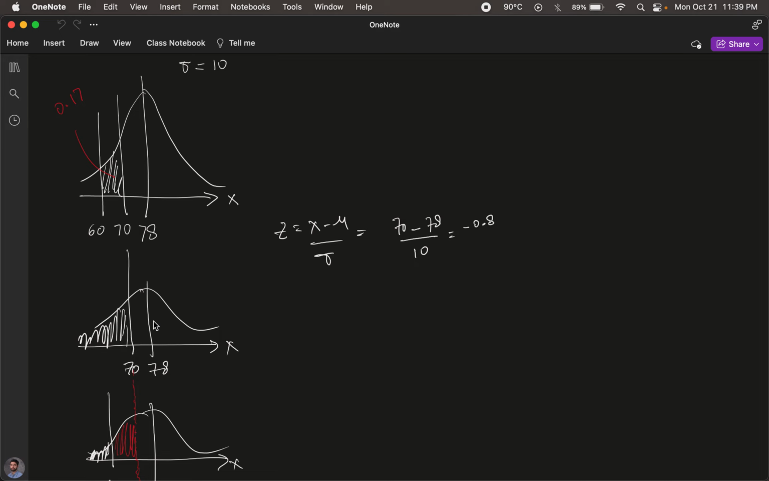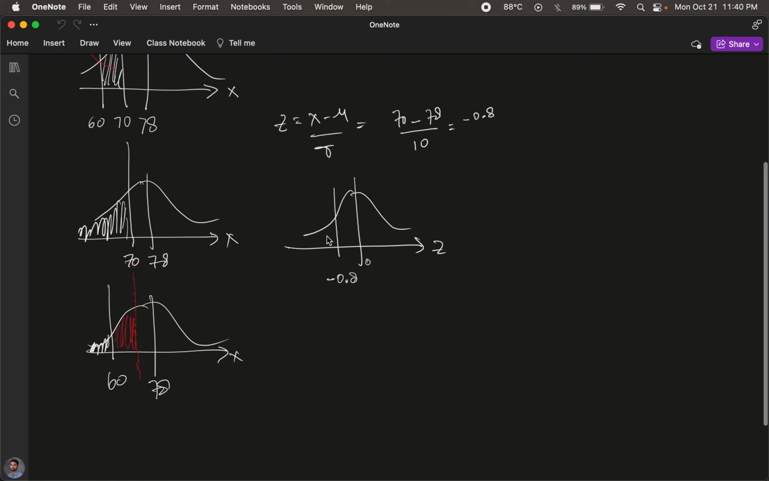Okay, so I know now that 70 corresponds to, and I'll draw the z curve here, minus 0.8. On a standard normal, the mean is at 0. So that's something I know right away. A similar thing I could do for this smaller region. I could make another one here, and I would say, okay, this is z. What does 60 correspond to?